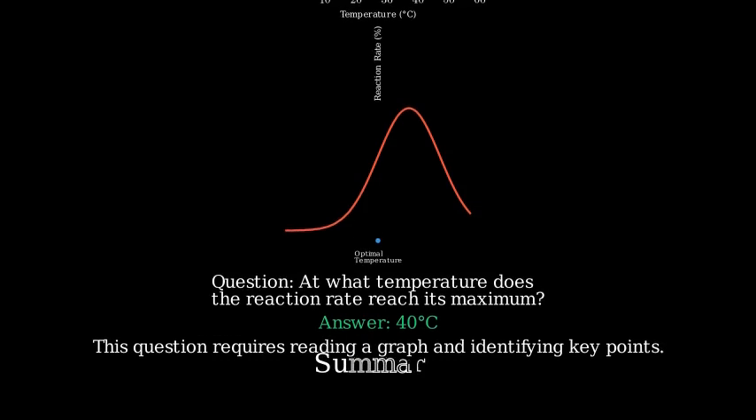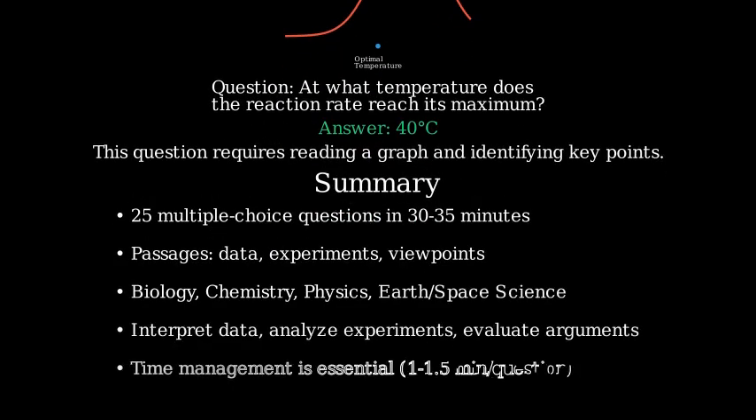To summarize what we've learned about the AKU Science Reasoning Test, it consists of 25 multiple-choice questions to be completed in 30 to 35 minutes. Passages include data interpretation, experiments, and conflicting viewpoints. Content is drawn from biology, chemistry, physics, and earth/space science. The test assesses your ability to interpret information, analyze experiments, and evaluate scientific arguments. Effective time management is crucial for success.